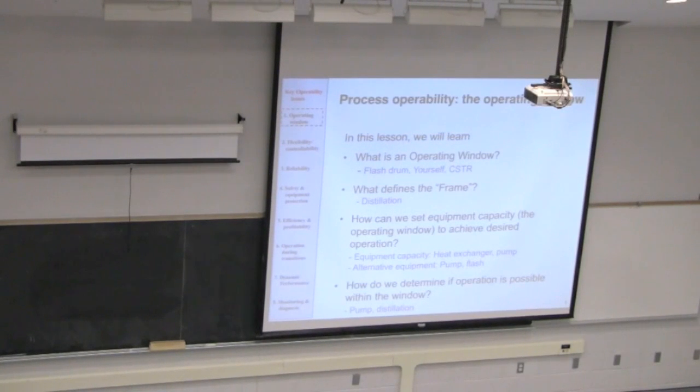And maybe to help introduce the operating window, I'd like you to think of the following situation. So we can develop the operating window for various units on the process, but think of yourself, right? You also have an operating window, your body. So if we look at an operating window, what is the capacity for your body to operate? It has certain ranges through which you can operate. And one thing that you might consider is look at your calorie intake.